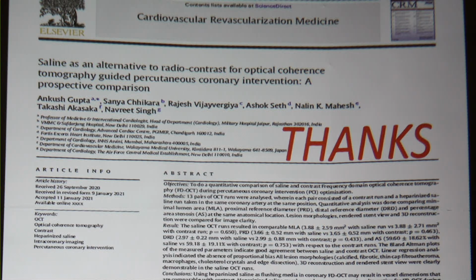So we published this head-to-head comparison of the saline and the contrast in CRM. So this is all about saline OCT.